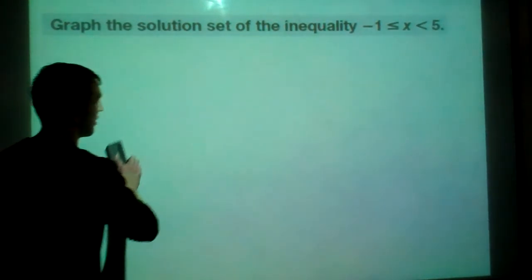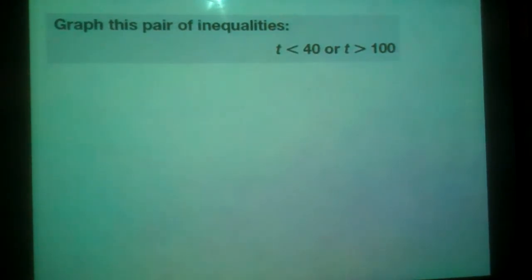Alright, one more. We have one more scenario, and that is an expression that looks like this. In our future, we're going to see some things in algebra where we get some kind of weird number line graphs, and this would be an example of one. Here we have t is less than 40, or t is greater than 100.